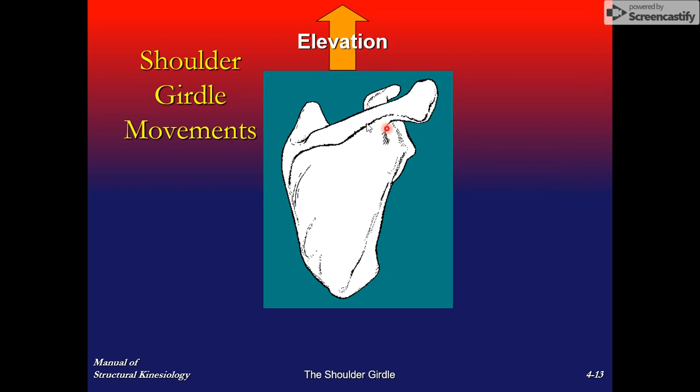Elevation. This is when the scapula moves up, kind of like when you shrug your shoulders. Depression. It's when you shrug your shoulders and then you go back down, or if you try to push your shoulders to the ground.